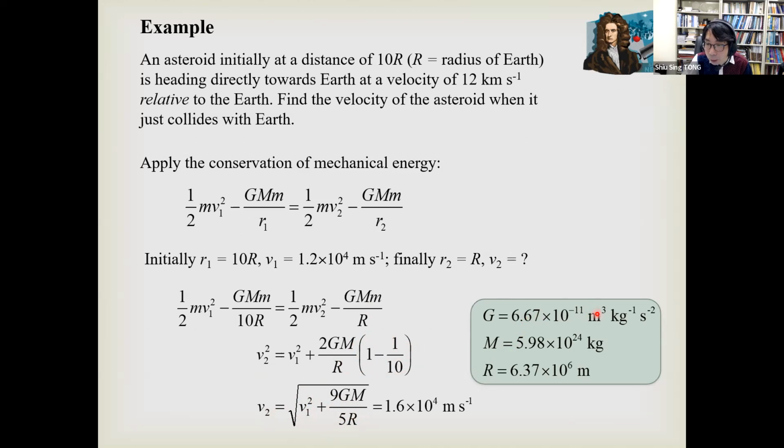And I substitute the value of G, the mass of the Earth, and the radius of the Earth into this equation. Then I get the final velocity. The final velocity will be 16 kilometers per second, or 1.4 times 10 to the power 4 meter per second. Okay, so that is the answer.